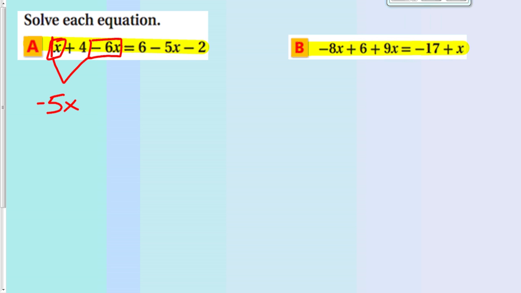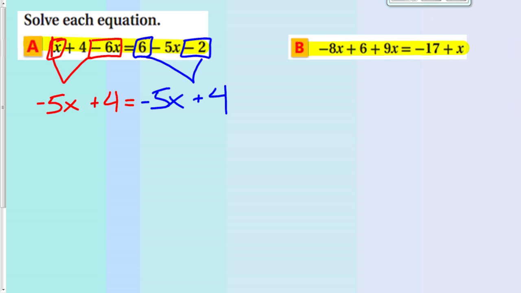Alrighty? And then on this side, the right side, I've got 6 plus negative 2. I can combine those. I'm going to write negative 5x. That doesn't have a partner. But 6 plus negative 2 is 4. And now we can notice that both sides of the equation are exactly the same. Negative 5x plus 4 equals negative 5x plus 4.